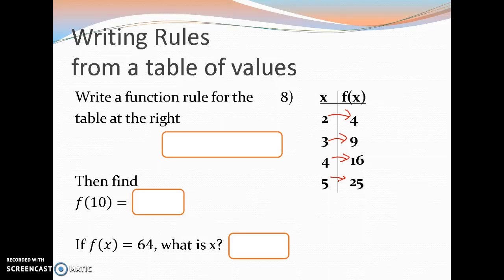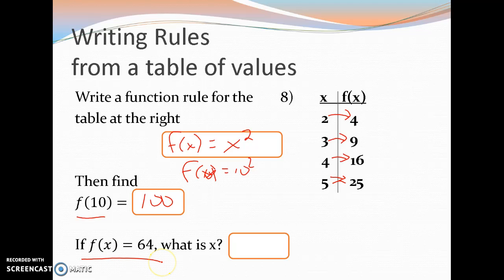You can pause the video, and if you've done that, hopefully you're able to figure out that f of x equals whatever x is squared. You just multiply it times itself. 2 times 2 is 4, 3 times 3 is 9, 4 times 4 is 16, and 5 times 5 is 25. So if I plug in a 10 here, f of 10 is simply going to be 10 squared, which is 100.